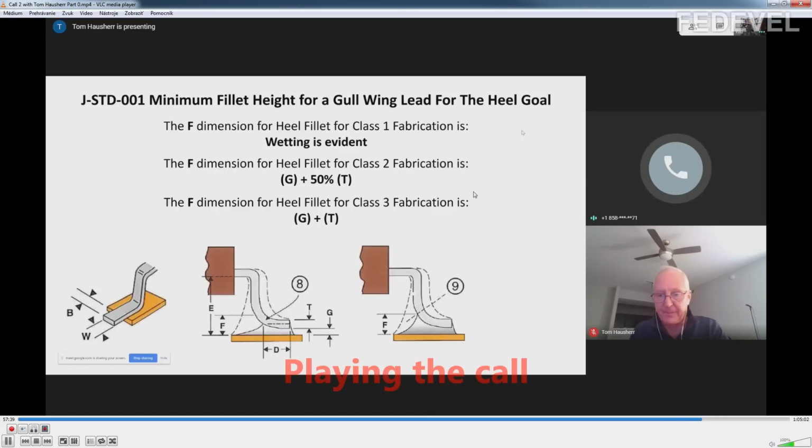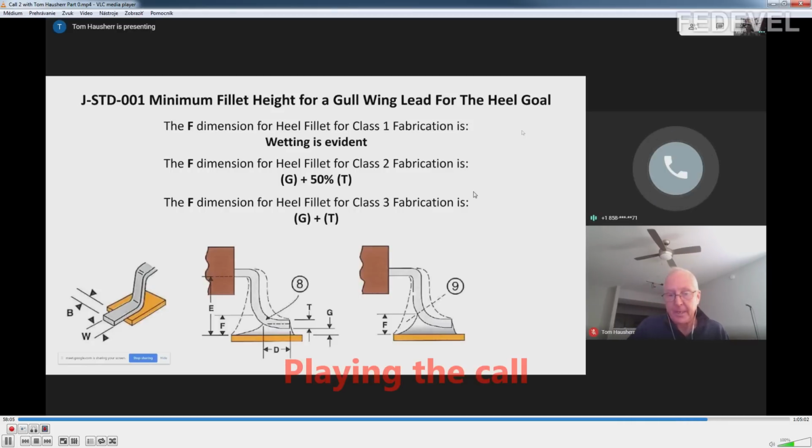They're really concerned about the fillet of the heel, because that's where 70% of the entire strength of the solder joint is going to be. The other 25% is going to be underneath the lead, and only 5% of the solder joint strength is going to be out of the toe. Very, very little. It's insignificant.